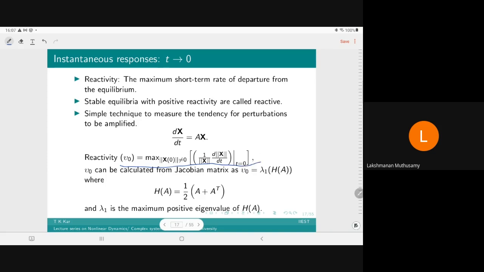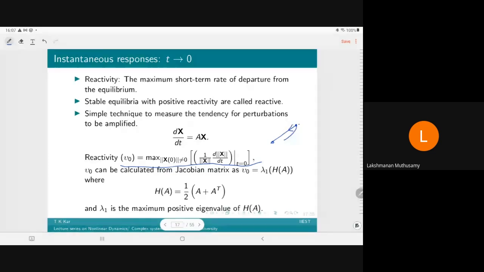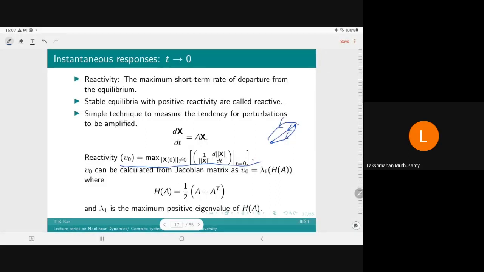The larger the reactivity, the faster a perturbation can possibly grow. So after a disturbance, a perturbation occurs, and if it immediately starts to decrease in the direction of the equilibrium point, then there is no reactivity. But if after the disturbance it grows, then reactivity occurs.